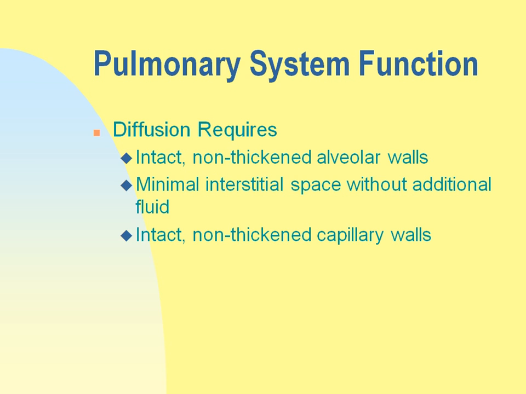So diffusion requires, again, non-thickened alveolar walls. And like I said, the alveolar capillary beds are only about one red blood cell thick, so they're just traveling right along the alveolar bed, off-loading and on-loading right there. So minimal interstitial space without additional fluid. We're always going to have a little bit of fluid.